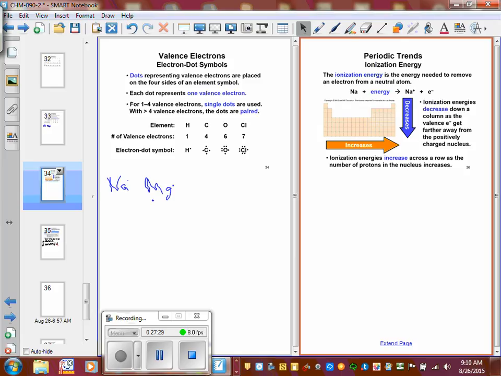What about trends in the periodic table? What else can we find in trends in the periodic table? The ionization energy. That's the energy needed to remove an electron from a neutral atom. So, we'll look at sodium. How many valence electrons? 1. All right.